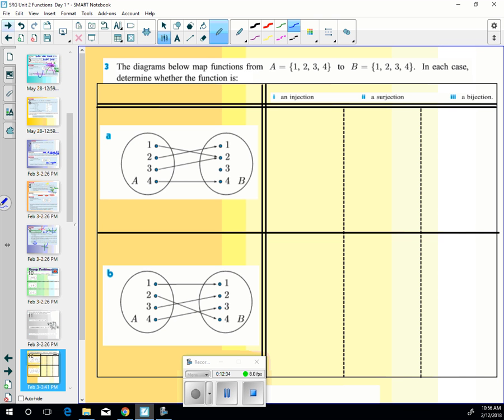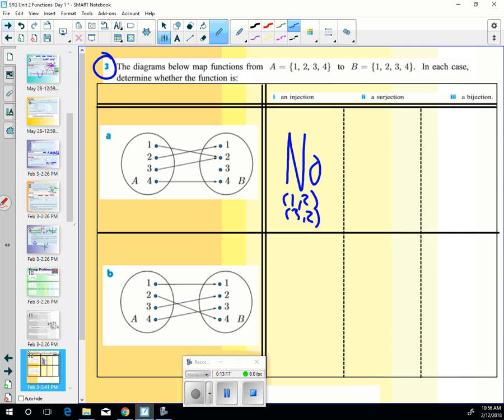Let's do number 3 as a group real quick. The diagram below shows maps of functions, 1, 2, 3, 4 and 1, 2, 3, 4. We just want to tell, is this one an injection? First of all, is this a function? Is every x going to one y? Is every y going to one x? No. So this would be a no because of the 2. 2 is mapping to 1 and 2 is mapping to 3. Well, actually, we would write it 1, 3. They're mapped in that order, 1, 2 and 3, 2. So that would be not an injection.